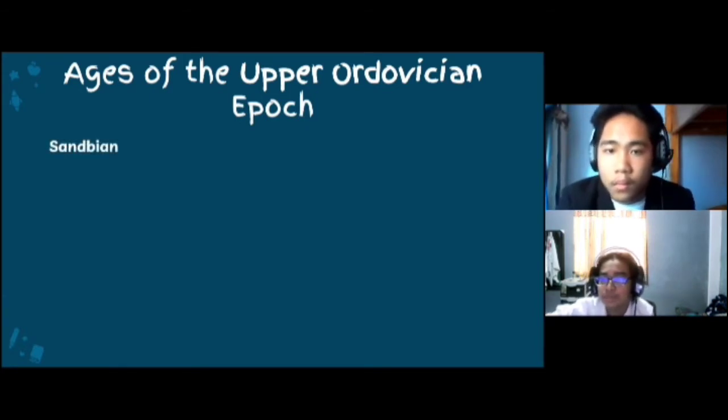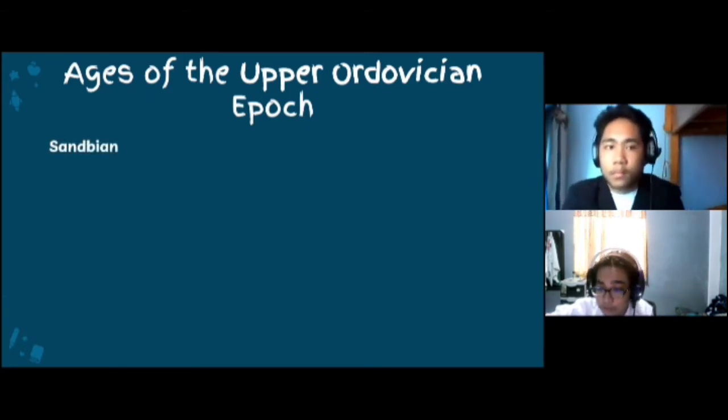Sanbian. First of three internationally defined stages of the Upper Ordovician series, encompassing all rocks deposited during the Sanbian age, over 458.4 million to 453 million years ago of the Ordovician period.